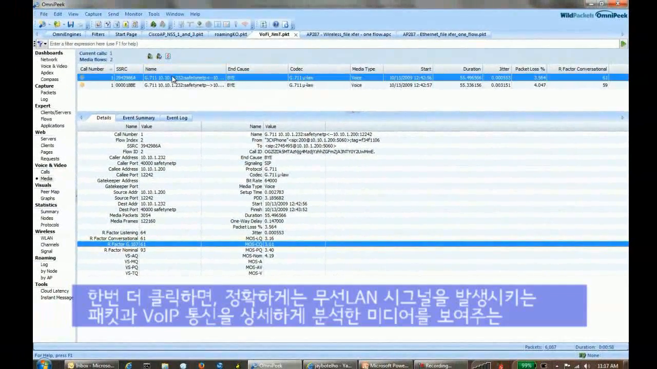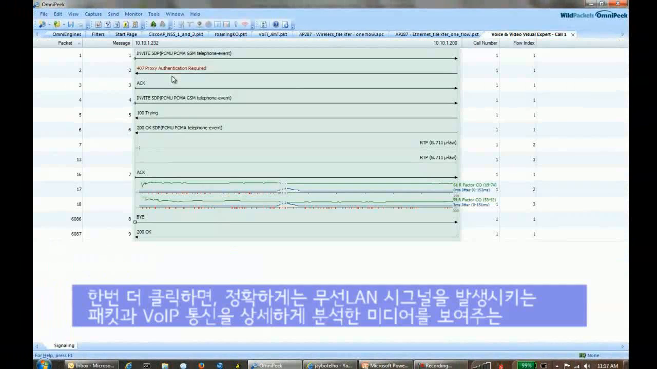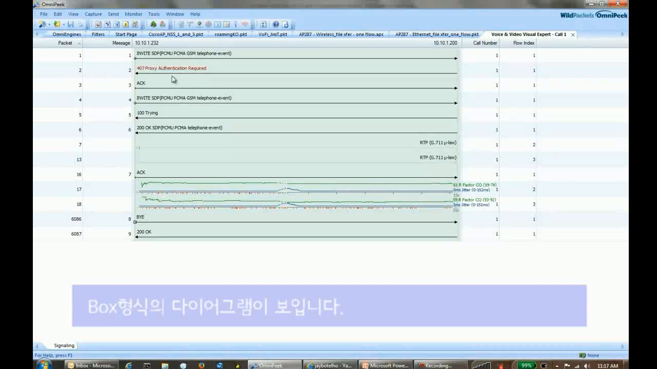One more click into the call, and we actually bring up a bounce diagram that shows you packet by packet exactly what has transpired on that call, all of the signaling, as well as all of the media aspects of that call, so that you can do detailed analysis of any and all voice over IP calls on the wireless LAN.